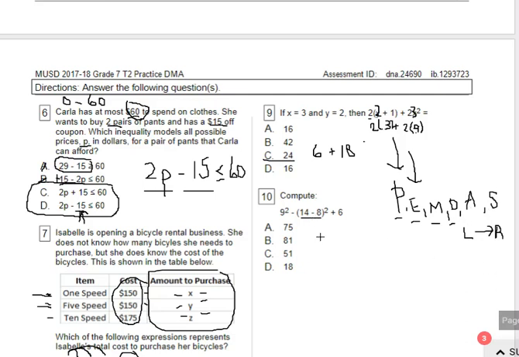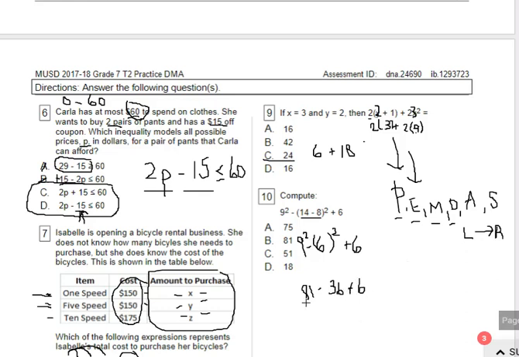So we're going to do parentheses first. Obviously 14 minus 8 is 6, and now we're going to rewrite it. That's 6 squared, which means 6 times 6, and then we have a plus 6 and a 9 squared. So I've done parentheses, and now I'm going to be doing exponents. So I am multiplying 9 times 9, which is 81. This is 36, and then we're going to add the 6.